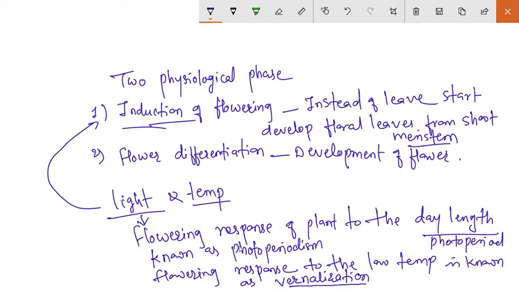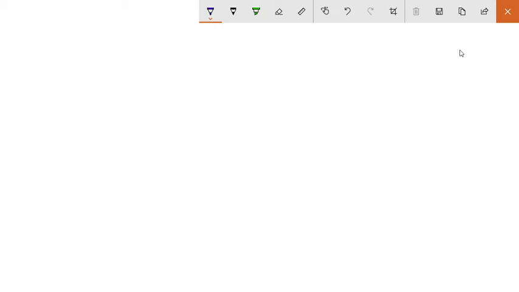Vernalization. Okay, so there are two environmental factors, light and temperature. They show their impact or effect on the induction of flowering. So the flowering response of the plant to the day length is known as photoperiodism, and the flowering response of plant to the low temperature is known as vernalization. So today we are going to discuss photoperiodism.